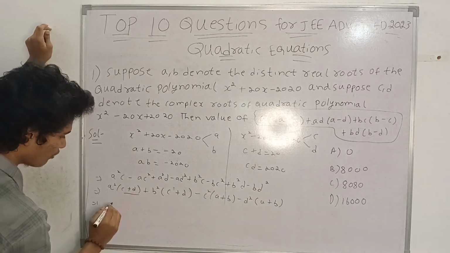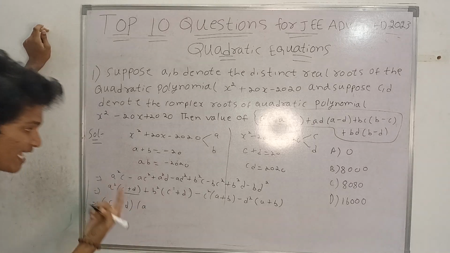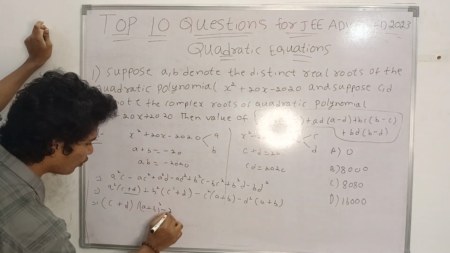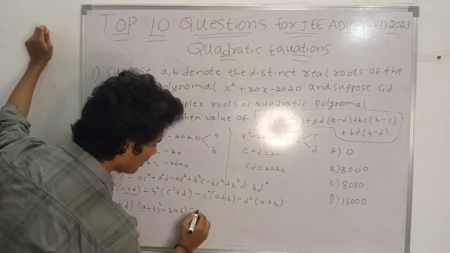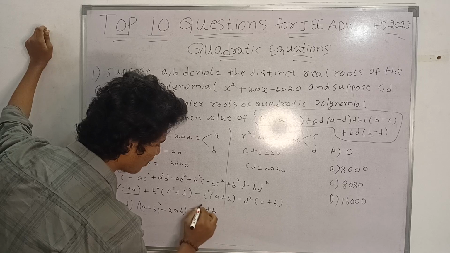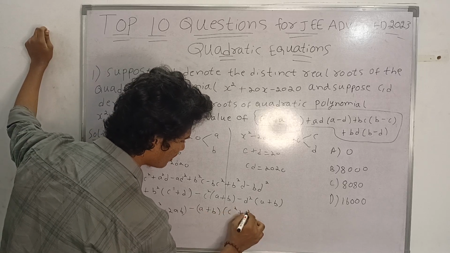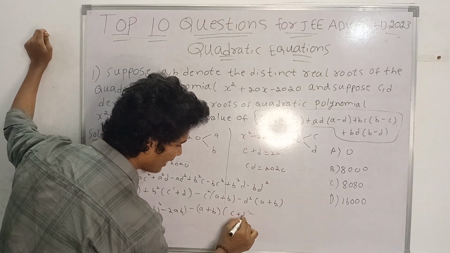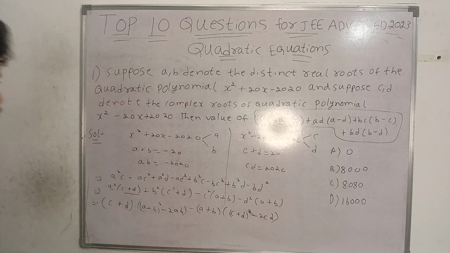So we can directly understand the thing. Here C plus D, we can take common: C plus D into A square plus B square. A square plus B square can be written as A plus B whole square minus 2AB. And again here also, if we take common minus A plus B, we can generate here C square plus D square, and C square plus D square can be written as C plus D whole square minus 2CD.